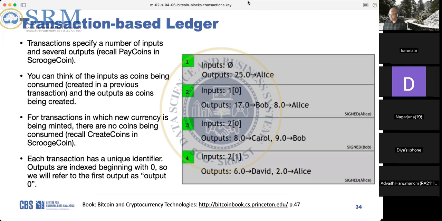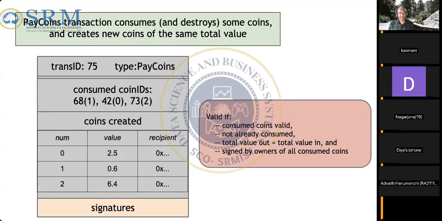Let's look into how the transaction-based ledger works, right? With the immutable coins. When I say transaction-based ledger, it is nothing but the immutable coin design. So the coins can be created and destroyed, but they cannot be subdivided. So now we have a simple structure here. The transaction specifies a number of inputs and several outputs, like what we have seen in the previous design. You can think of the inputs as the coins being consumed, created in a previous transaction, and outputs are the coins being created, similarly to what we have seen here. So basically we are talking about this design.